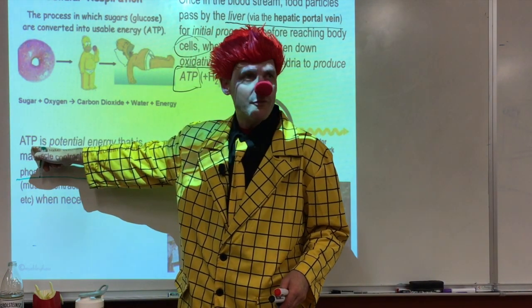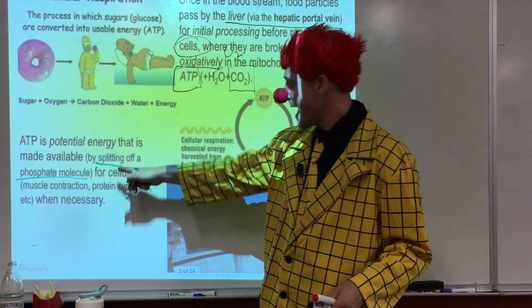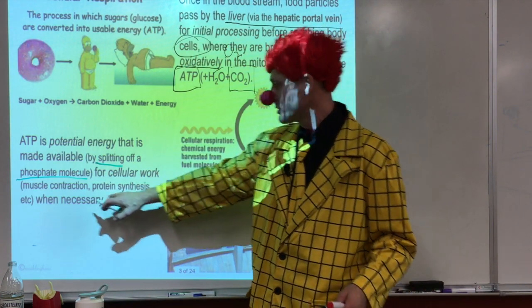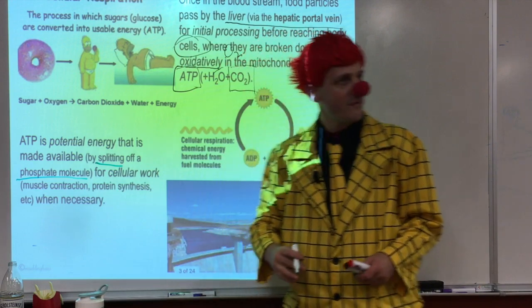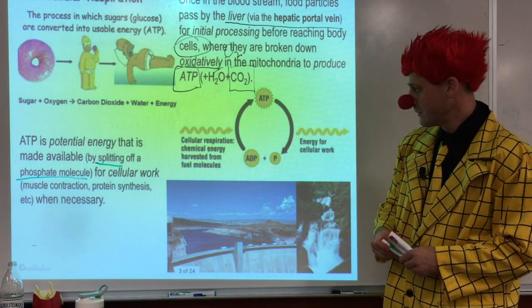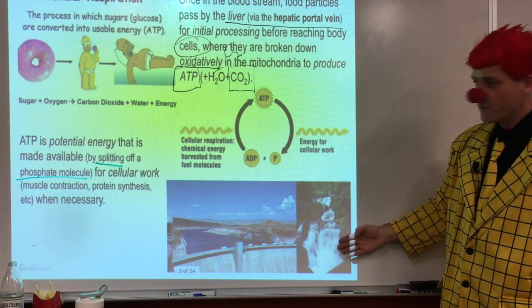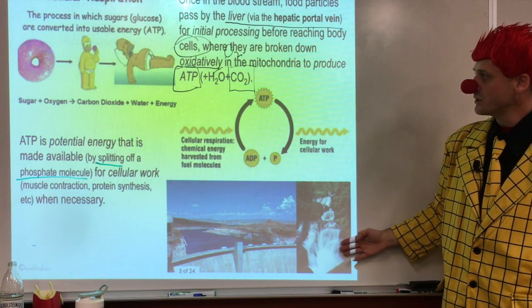We go to a diphosphate, an ADP, and that gives us the energy for cellular work. Usually that's a muscle contraction, protein synthesis, or whatever we need the body to do. So we have potential energy, work energy. That's sort of the symbolism of that.